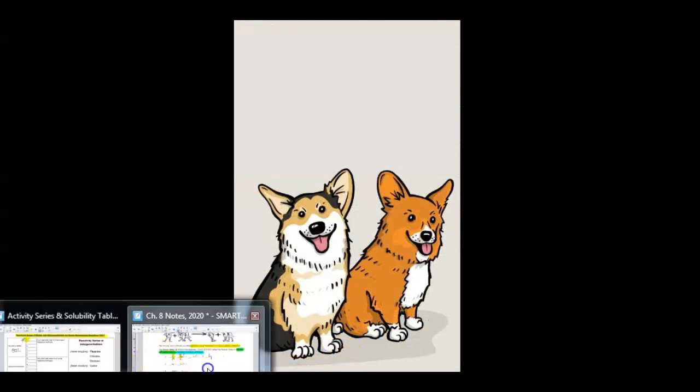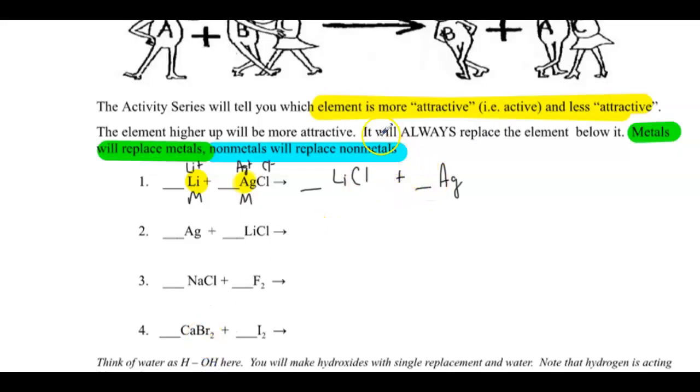Okay, so we're not done yet. We have to then balance this. Let's double check. Okay, one lithium, that's good. One silver, one chlorine, one chlorine. We're all good. Just throw some ones in front of those.